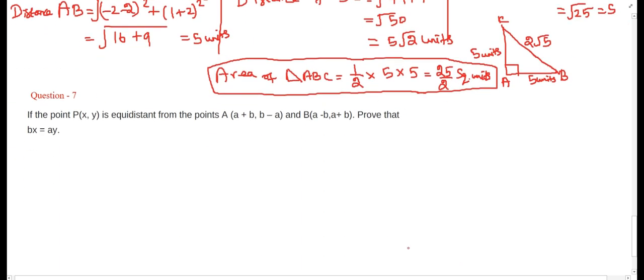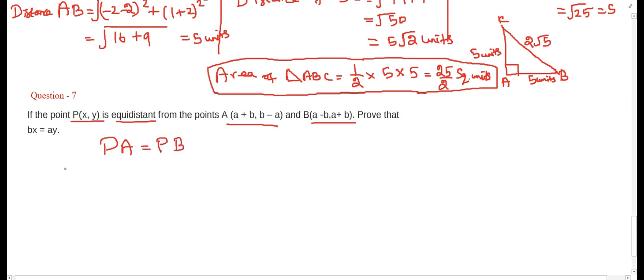Then the next problem, question number 7. If the point P of x comma y is equidistant from the points A, a plus b comma b minus a, and B, a minus b comma a plus b, prove that bx equals ay. So here you have to use the distance formula. Given that they are equidistant, PA equals PB.